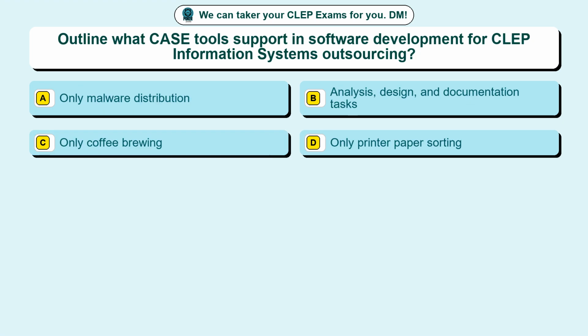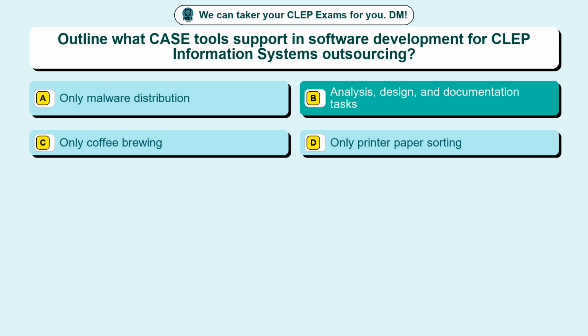Question 72. Outline what CASE tools support in software development for CLEP Information Systems outsourcing? Option A, only malware distribution. Option B, analysis, design, and documentation tasks. Option C, only coffee brewing. Option D, only printer paper sorting. The correct answer is option B, analysis, design, and documentation tasks.